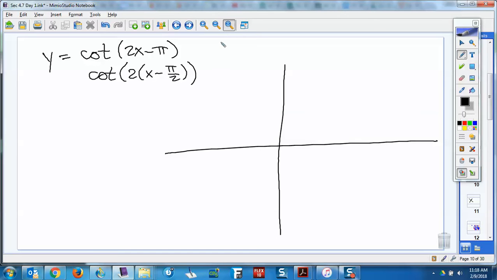So what information is important? My stretch, there isn't one, so that's nice. And the period is the next important thing. And what's it going to be? Period is going to be pi halves. Now that's actually nice. The period's pi halves, and the shift is pi halves. So not only is that a little bit nice, that's a whole lot nice. Because what happens if the period's pi halves and you shift it pi halves?